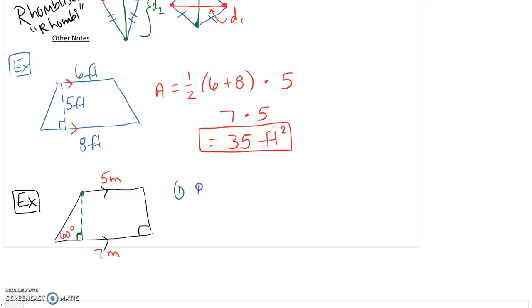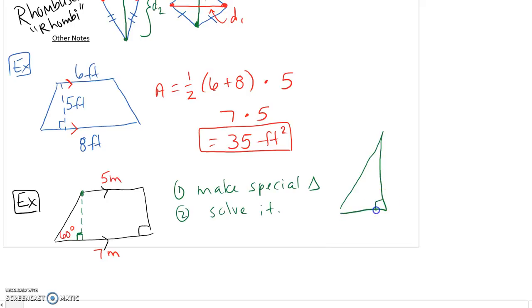So I'm going to make this special triangle, and I'm going to solve out the special triangle. I'm going to redraw it over here. The kind of weird thing about this special triangle is it appears that I don't have any information, right? I can't do anything with just an angle, so I need to look at the picture a little more.